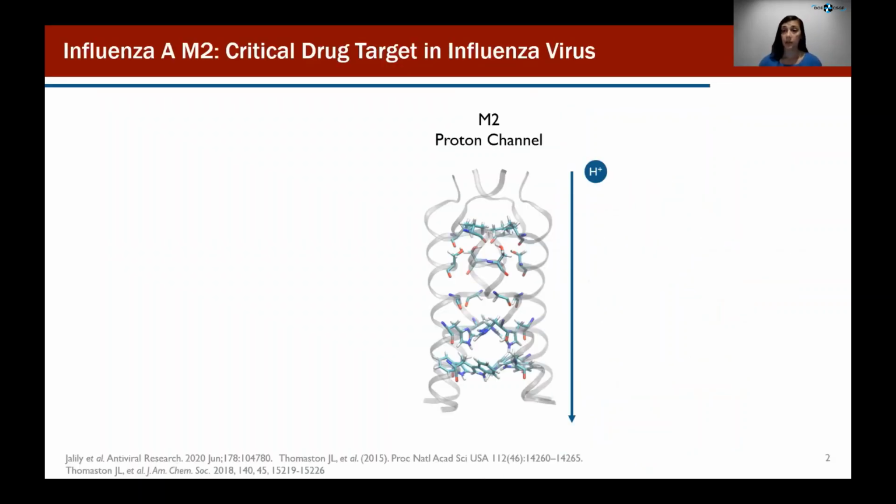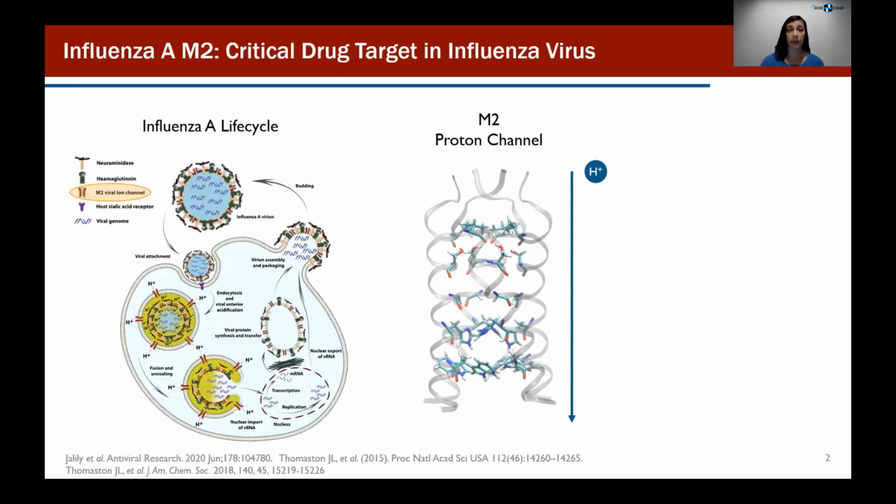So the M2 channel is a critical protein in the influenza virus. It's a bundle of 4 helices as shown here in the center, and one of its main responsibilities is to bring protons in, or hydrogen ions in, from the outside to the inside of the virus. This is important in the infection step of the life cycle.